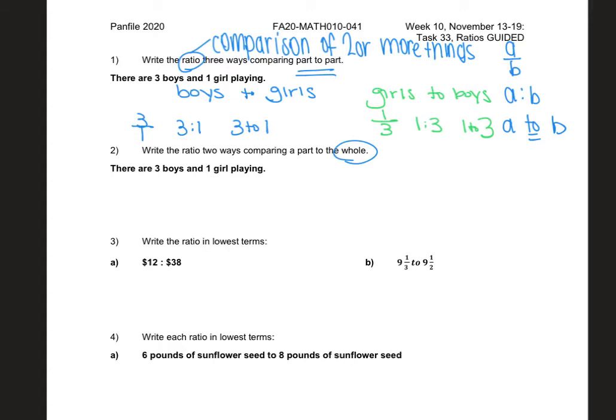With comparing a part to a whole, with the 3 boys and the 1 girl, there's going to be 2 scenarios. You're going to have the 3 boys and the 4 children, or you're going to have the 1 girl and the 4 children. Either way, your whole number is the same because you have 4 children playing.